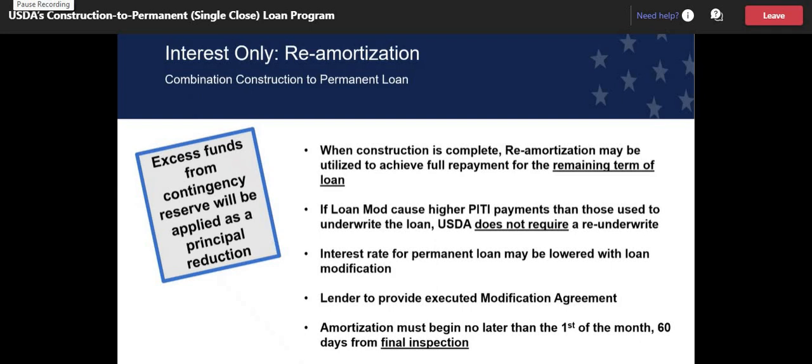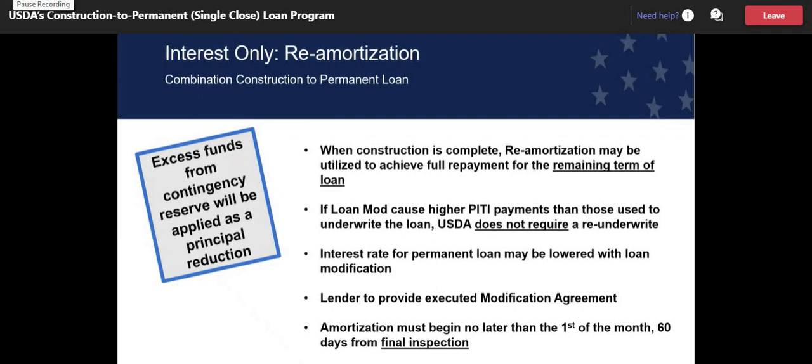So the interest rate for the permanent loan may be lowered with the loan modification. So that's another way of saying that you can charge a higher rate during construction, but it has to be a fixed rate during the construction period, as well as that fixed rate for the modification and long-term portion. Both rates are fixed. The interest rate for the permanent loan may be lowered. It cannot be raised, however. We have had that question in the past. It can be lowered only with that loan modification.